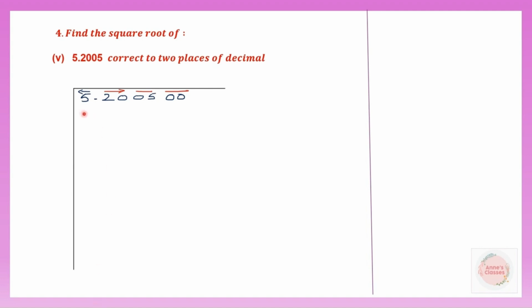Let's think of a number whose square is close to 5, and the number is 2. 2 2's are 4. 5 minus 4 is 1. There is a point which we carry up. Bring down the next pair, which is 20. So now this is 120.